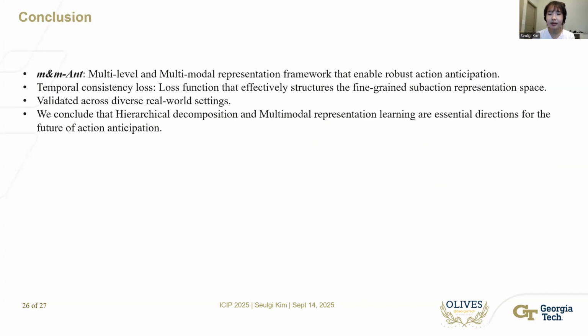In conclusion, we introduce M&M, a multi-level and multimodal action anticipation framework. We demonstrate that by combining vision and text and by structurally decomposing actions, we can achieve better anticipation performance. We believe that semantically grounded representations and cross-modal interactions will be essential directions for the future of action anticipation research.